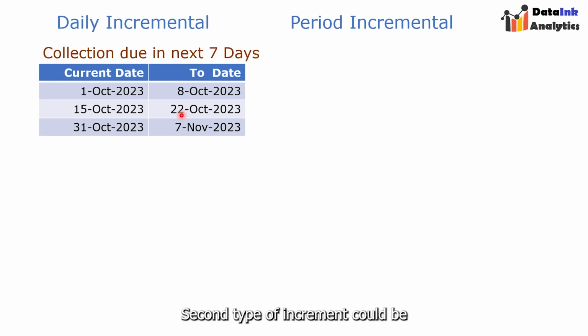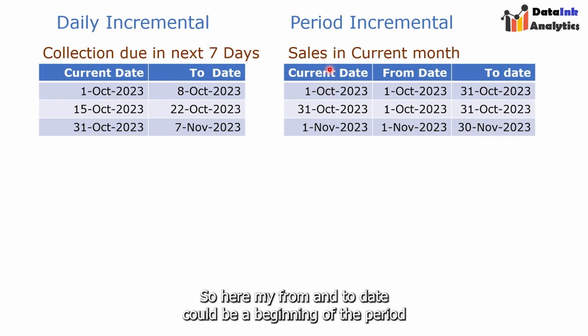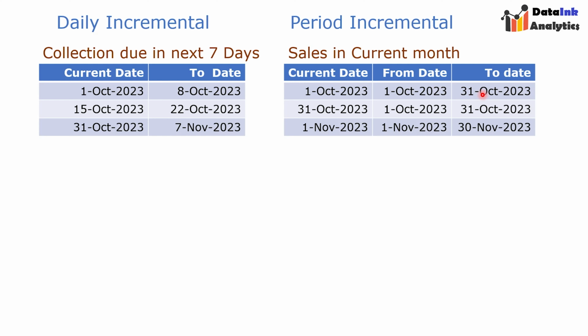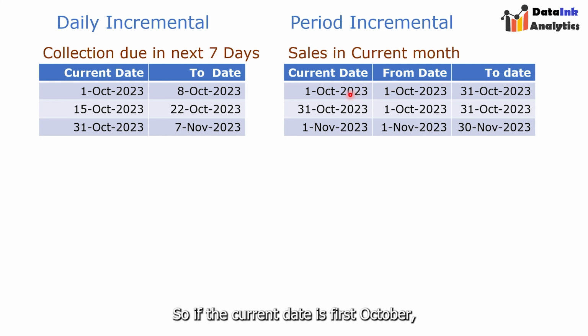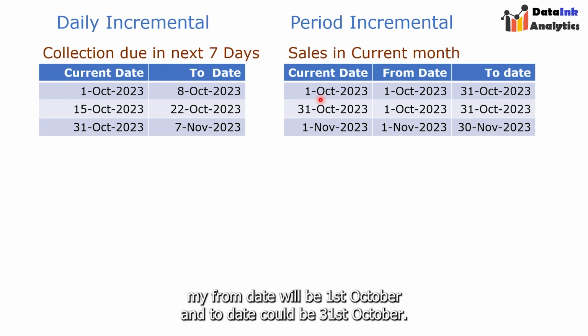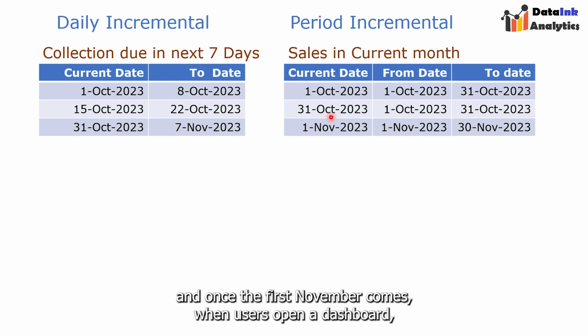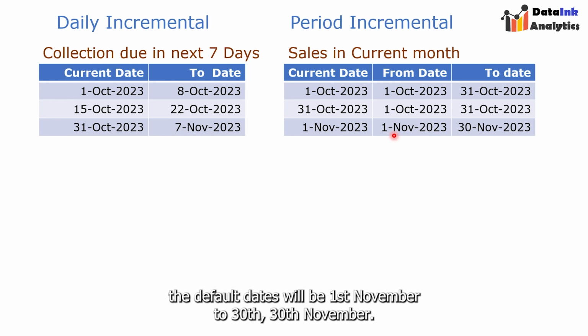The second type of increment is the period increment. Here my from and to date could be the beginning of the period or end of the period, and we can decide how much beginning or end. Current means the same period in which the current date is falling. So if the current date is 1st October, my from date will be 1st October and to date could be 31st October. This will remain the same till 31st October, and once 1st November comes, when the user opens a dashboard, the default dates will be 1st November to 30th November.